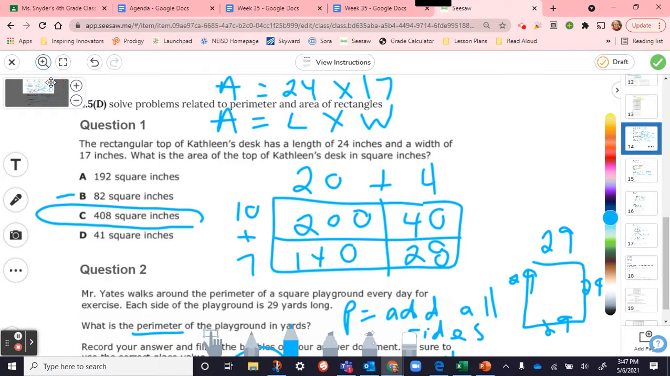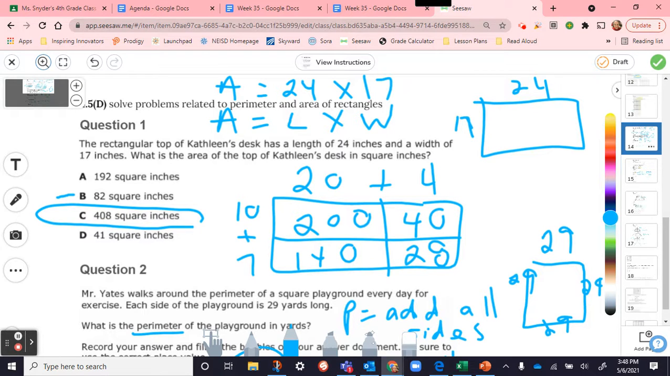Then on question 1, you have a rectangular top. So make sure you draw your rectangle. It has a length of 24 and a width of 17.